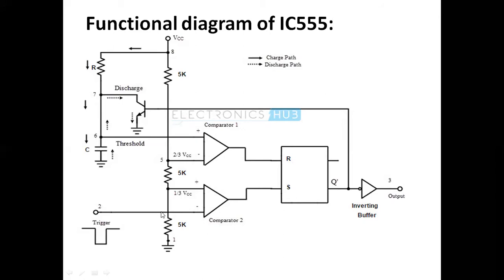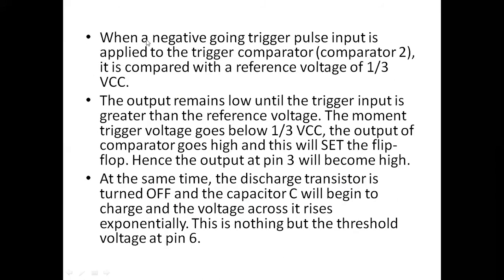Next, when the negative trigger pulse is applied, that means when a negative-going trigger pulse input is applied to the trigger comparator, that is comparator 2, it is compared with the reference voltage of 1/3 VCC. So the output remains low until the trigger input is greater than the reference voltage. The moment the trigger voltage goes below 1/3 VCC, the output of the comparator goes high, and this will set the flip-flop. Hence the output at pin 3 will become high.